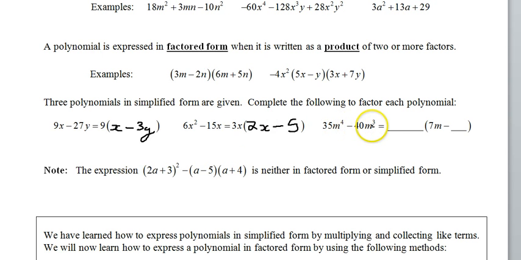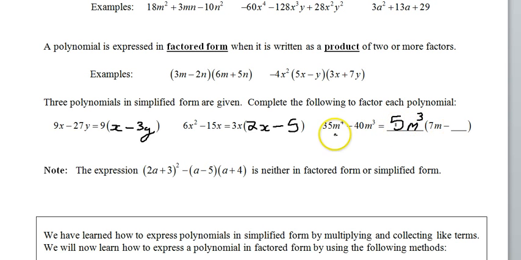35m to the 4th minus 40m cubed. So we're asking, what's the common factor of 35 and 40? Now both of those are divisible by 5, so 5 is a common factor. And what's the lowest power of m? Since they both have an m, the lowest power is m cubed, so the common factor is 5m cubed.